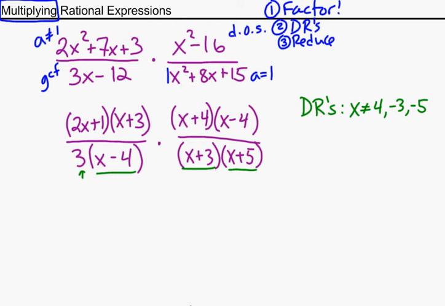I look for common terms, monomials and binomials, in top and bottom, and see what will reduce out. The only monomial I see is the 3, and he doesn't have any sort of number on top and bottom he can reduce with, so he's going to drop down eventually. I look for binomials that will reduce. The x minus 4s will reduce.